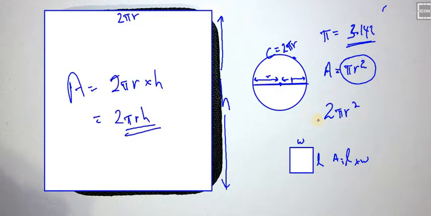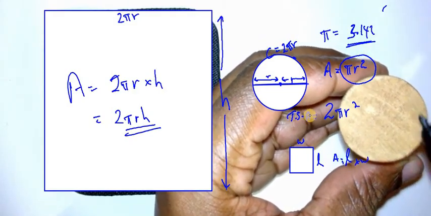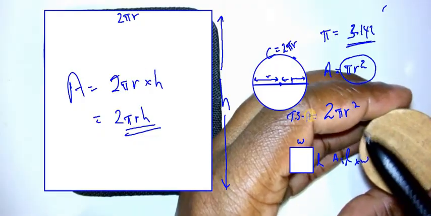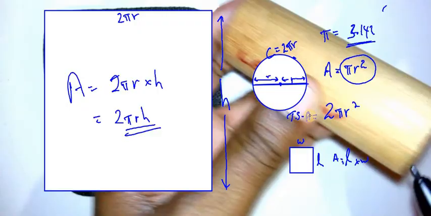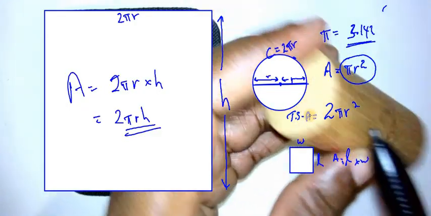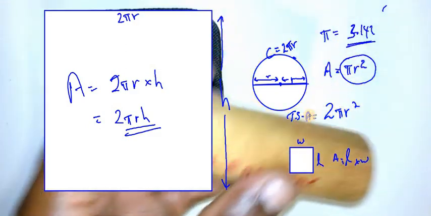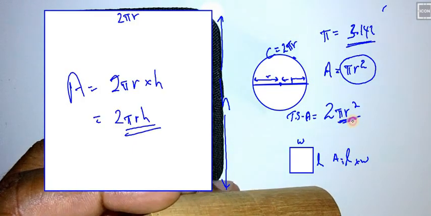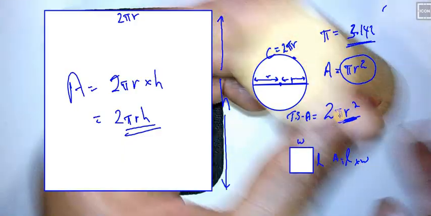Okay, so the total surface area for a cylinder is the area of the circular part, which is pi r squared. The area for this circle, the area for this region, is pi r squared. But because we have two of them, we multiply by 2. Once we find the area for this, we double it to get the area for this plus this. So multiplying pi r squared, the area for one circle, by 2, we get the total for both circles.